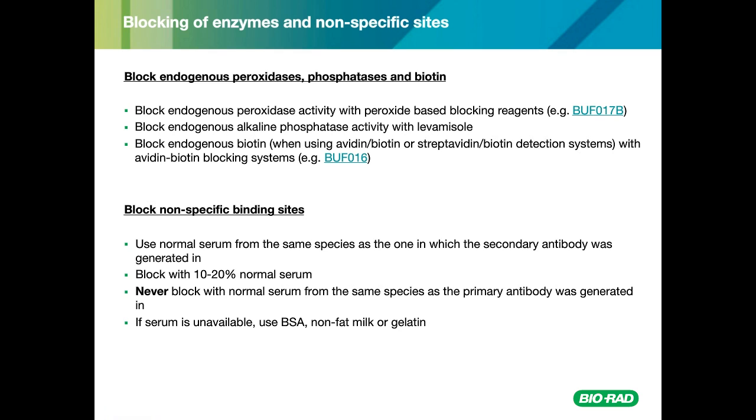In addition to enzymes, non-specific binding sites also need to be blocked. This is a very common step for every antibody-based experiment and also performed in other applications such as Western blotting. As a blocking reagent, use normal serum from the same species as the one in which the secondary antibody was generated in. Block with 10 to 20% normal serum. Make sure to never block with normal serum from the same species as the primary antibody was generated in. This type of blocking serum on the one hand could lead to blocking of reactive species and on the other hand results in higher background staining. If serum is unavailable, use bovine serum albumin, non-fat milk or gelatin.